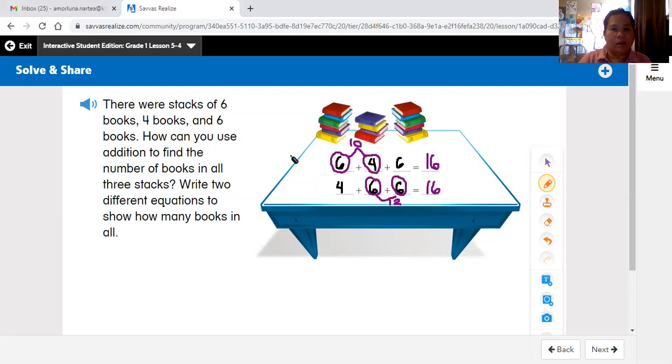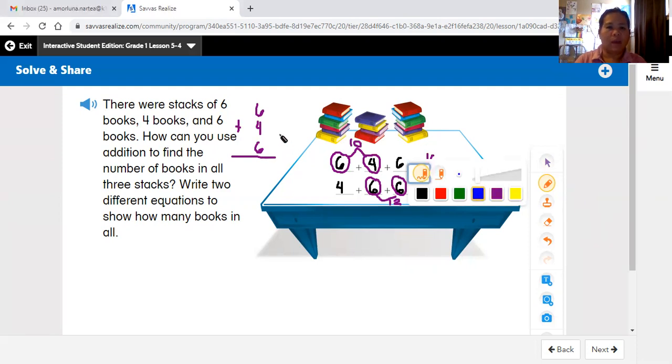Or if it is easy for you to figure out writing numbers in a vertical way, so first stack of books, that is 6. Another stack of books, that is 4. And another one, that is 6. If it is easy for you to look at the numbers this way, write the equal sign. So same thing, we can make 10. Circle numbers that make 10. That is 6 and 4. I will write the sum of 6 and 4 here. What is the sum of 6 and 4? That is 10.